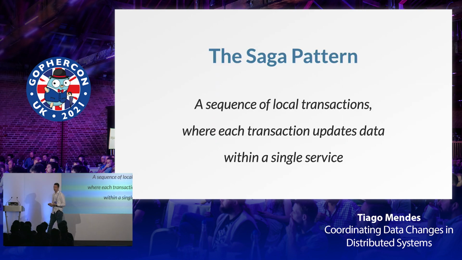So to solve this problem, our solution is the Saga pattern. And the Saga pattern, this is not an acronym, it's just named Saga pattern, is a sequence of local transactions where each transaction updates data within a single service. This means that each single service is responsible for managing its own data. And this data change happens in a coordinated way.